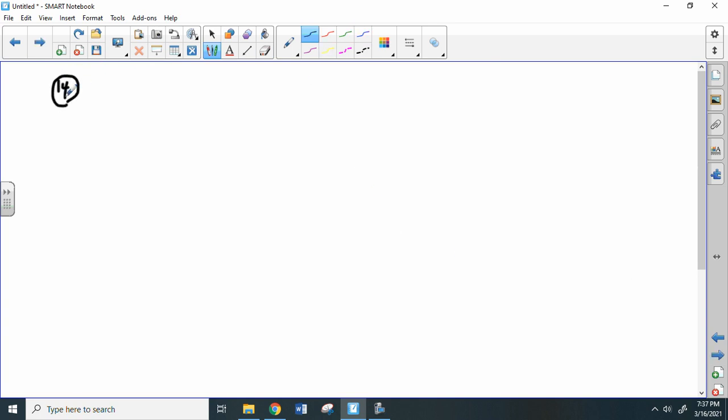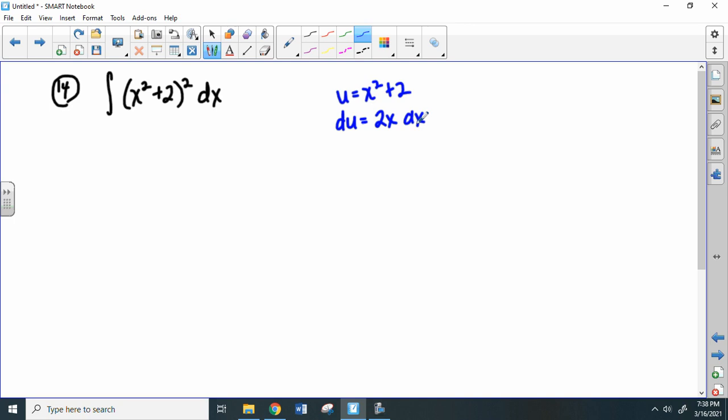We're on number 14. I want to look at the integral of (x squared plus 2) squared dx. Now, because I see more than just x in a parenthesis and it's raised to a power, the first thought I have is that what's inside is probably the u. But when I go to find du, the problem is that I need another x. I need another x.